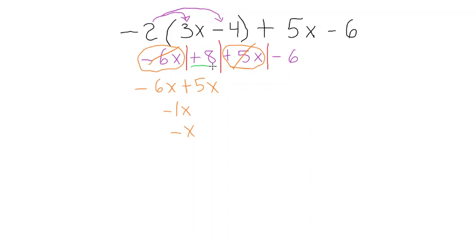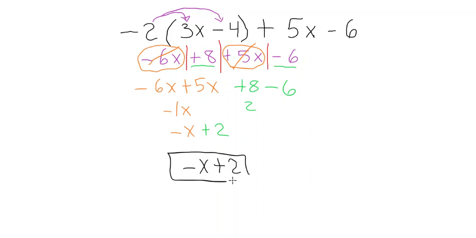So I see I have a plus 8. So do I have any other just numbers? And I do. I have this minus 6. So I could do plus 8 minus 6. 8 minus 6 gives me 2. And it's a positive 2, so I'm going to put plus 2. And that is my final answer. My final answer is negative x plus 2.